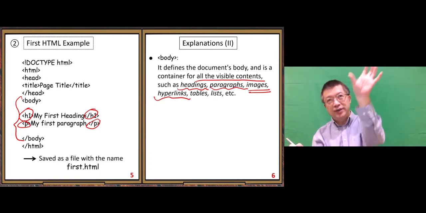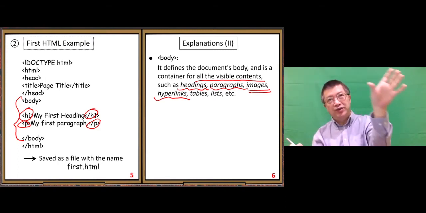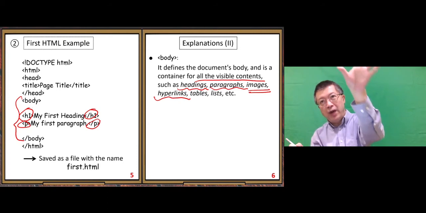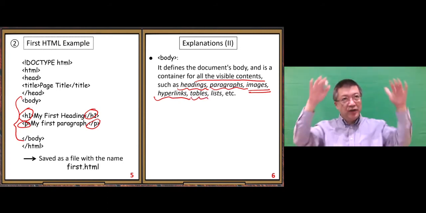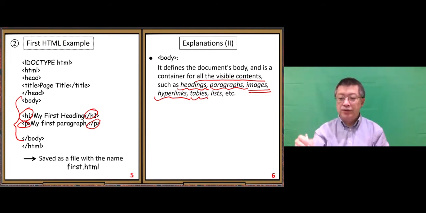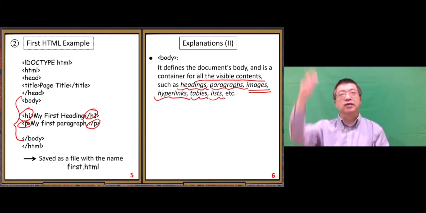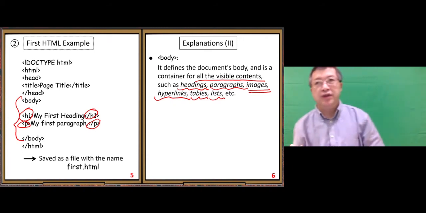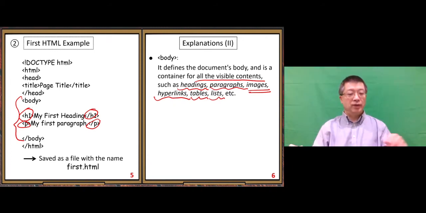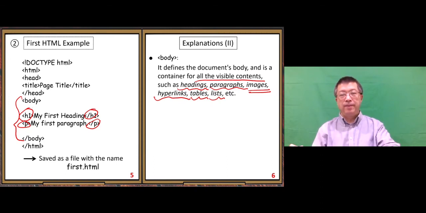Hyperlinks: some important terms you want to associate with hyperlinks. Tables: organize your data in tables, and lists. So many things. We will cover these things quickly.